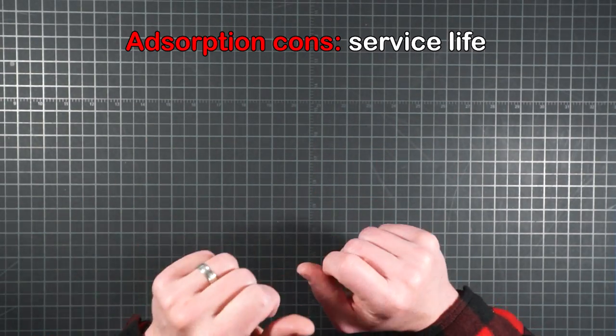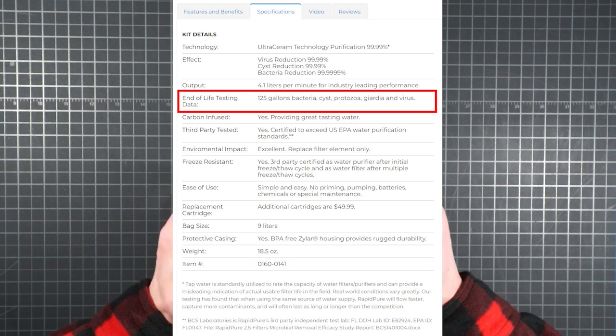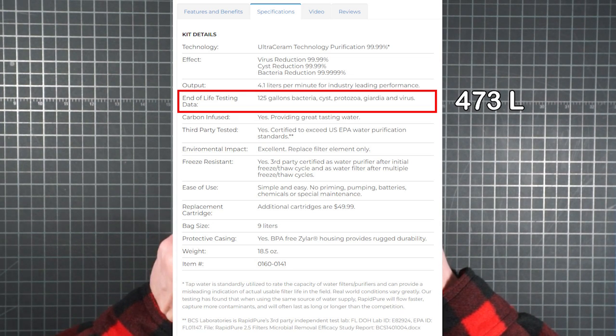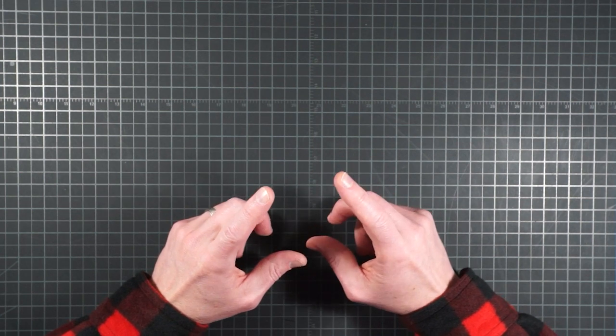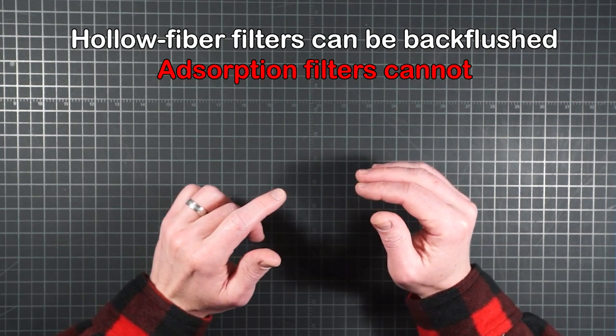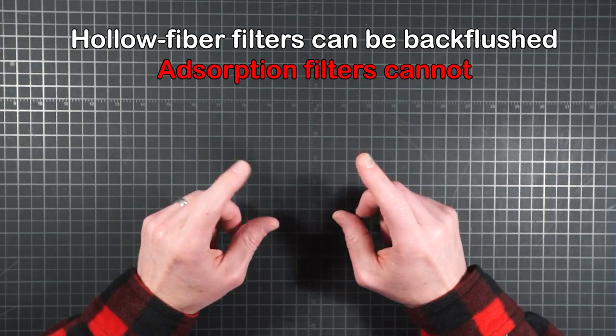The first is service life. In the comparison we just looked at, that speedy RapidPure gravity system is said to be good for about 125 gallons. That's about 473 liters. The slower MSR Guardian gravity filter has a cartridge life of 3,000 plus liters, or more than 792 gallons. So part of that probably has to do with the fact that hollow fiber membrane filters can be backflushed and used some more. Adsorption filters cannot.